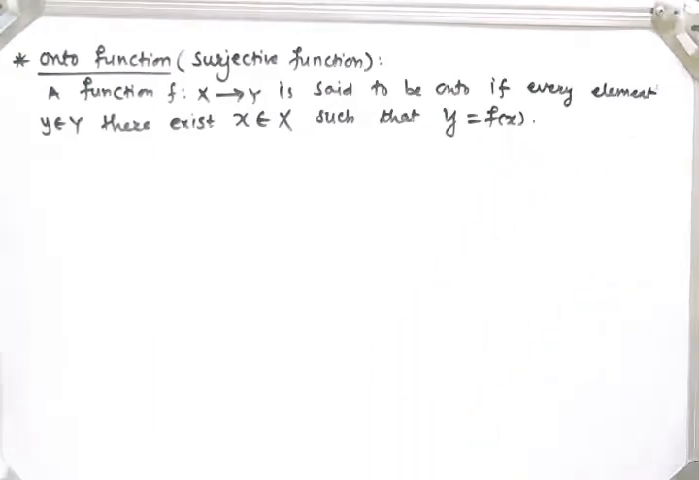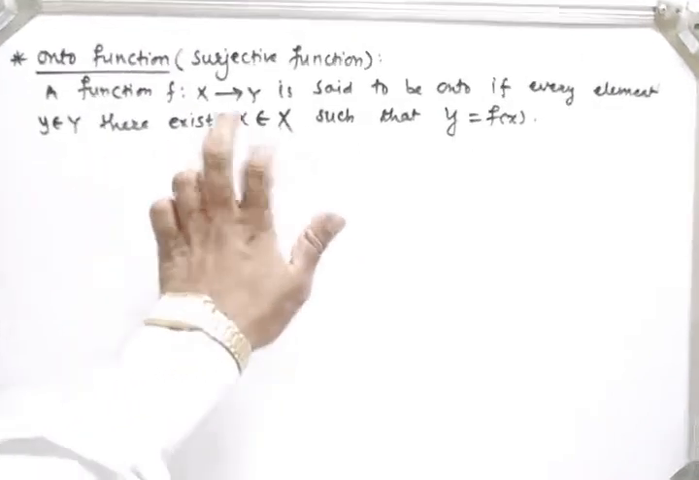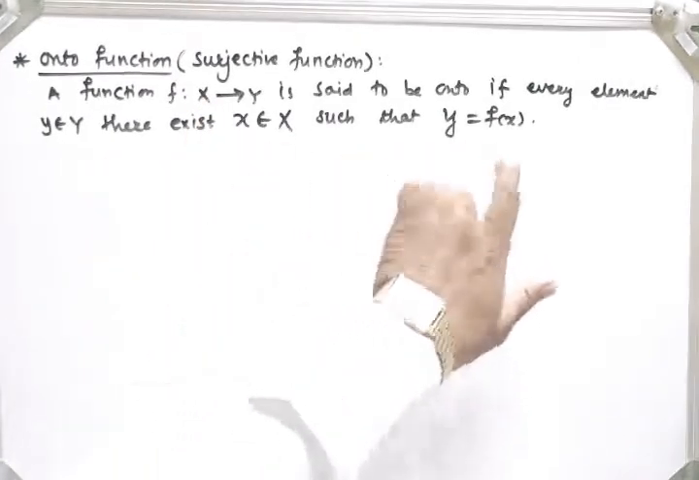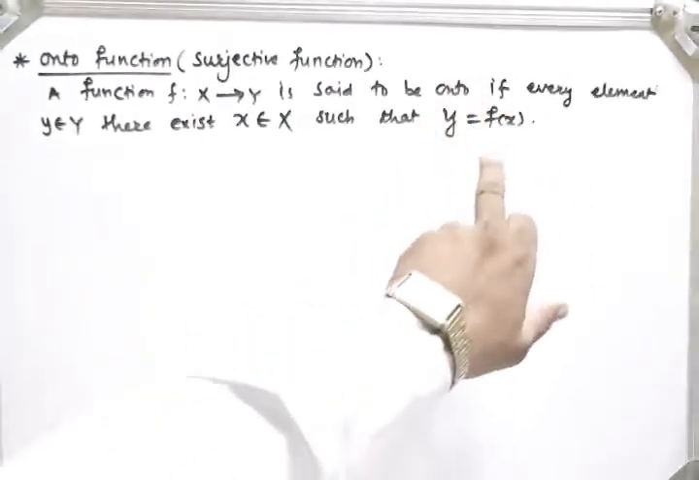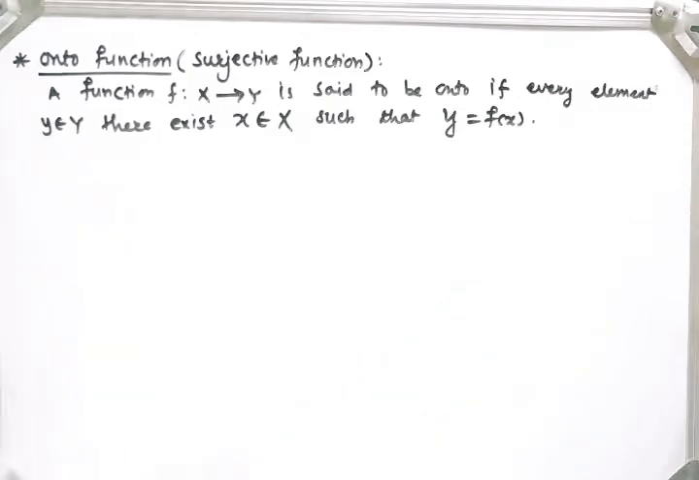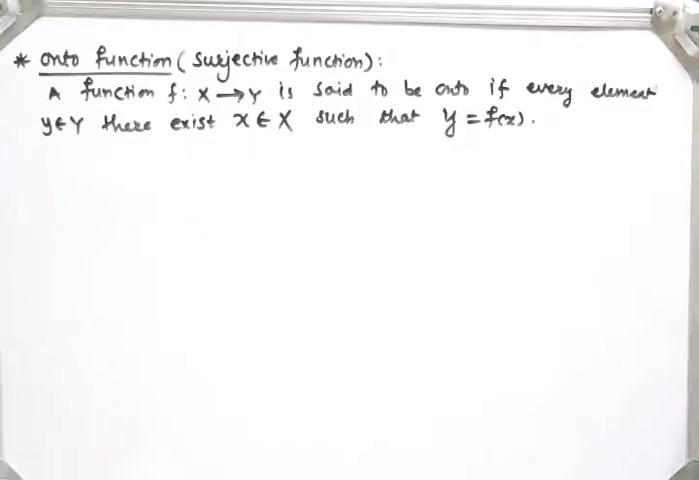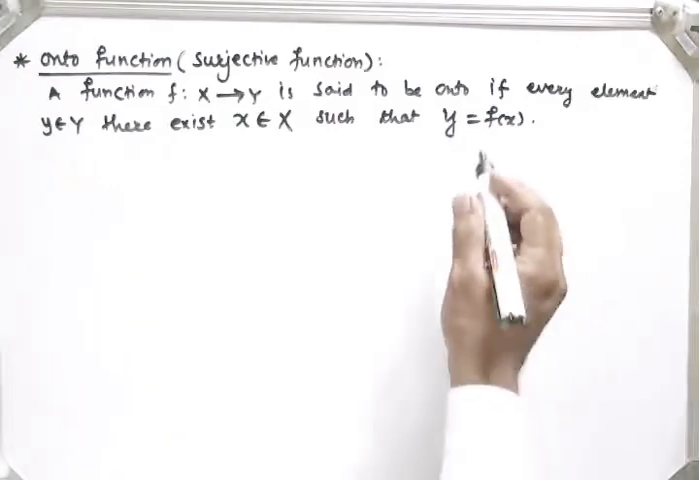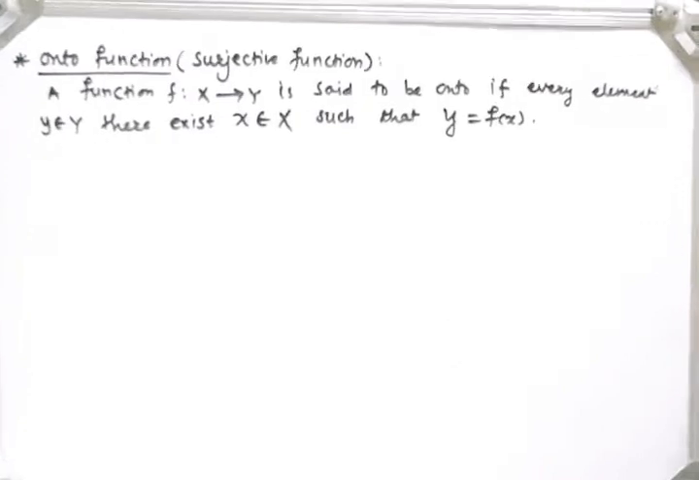Means f from X to Y is said to be onto, means for each y belongs to Y, there always exists x belongs to X, such that y is equal to f of x. Then solve this equation for the value of x. Then we say that function f from X to Y is onto function, means x is a pre-image of y.